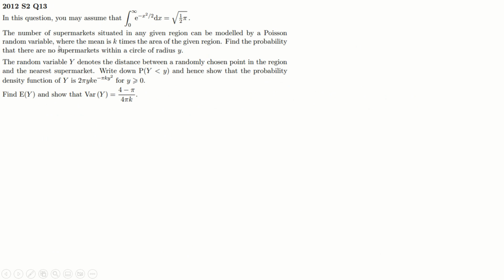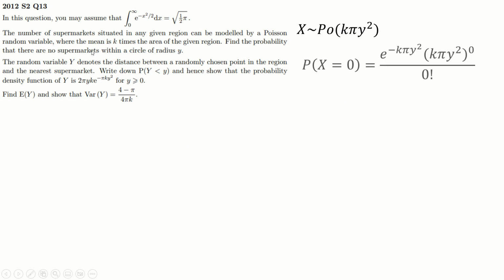Poisson distribution where the mean is k times the area of a given region. Now, the region in the first instance is a circle of radius y. So, of course, the area of that is pi y squared. Times it by k, and we end up with this X ~ Po(lambda), lambda being k times pi y squared.